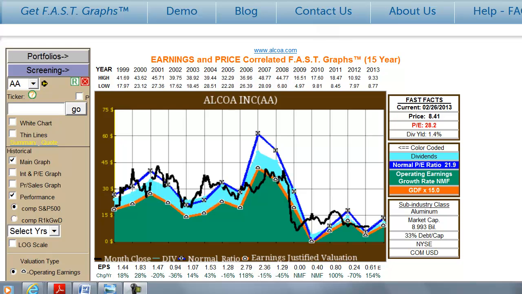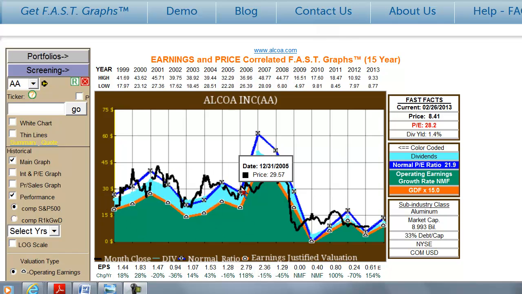Our first sample cyclical stock looks at Alcoa, and a cyclical stock we define as one whose earnings can go up and down and up and down over various cycles and sometimes very erratically. But the important point is that FastGraphs really does illustrate the earnings and price relationship as well with cyclicals as it does with more consistent or fast-growing companies like we've shown in previous videos.